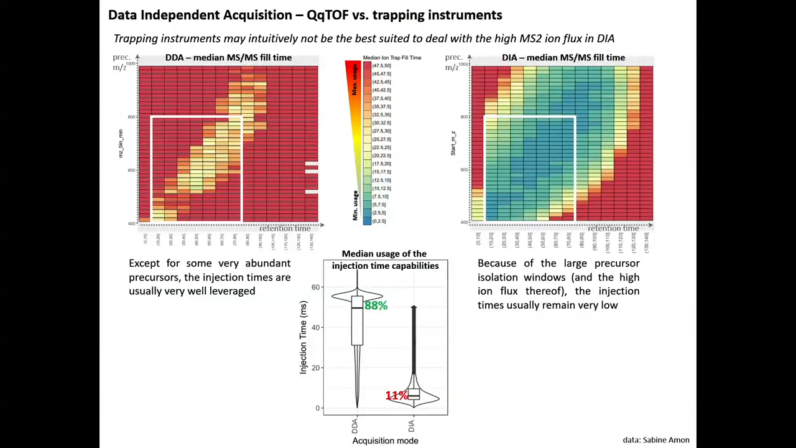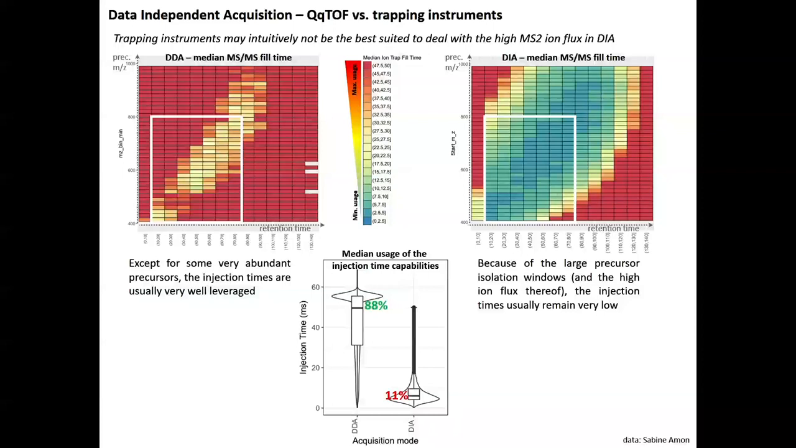Now in the DIA, the picture is very, very different. This is the exact same run in the DIA mode. And as you can see here, the colors change completely. In this region, which is the most crowded with peptides, the vast majority of the MS2 spectra scans reach the AGC targets within a few milliseconds. So I'm speaking here of 1 to 2 milliseconds.